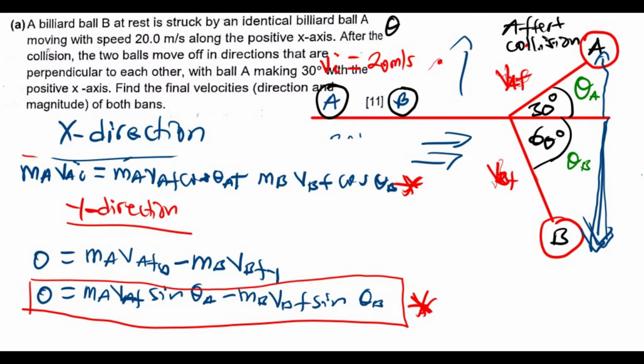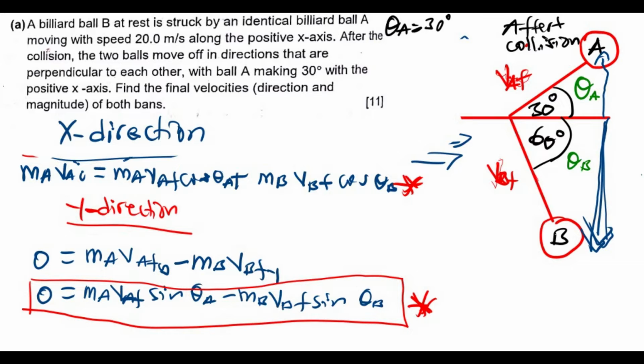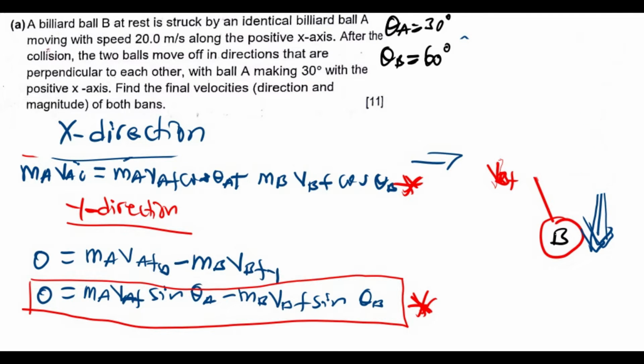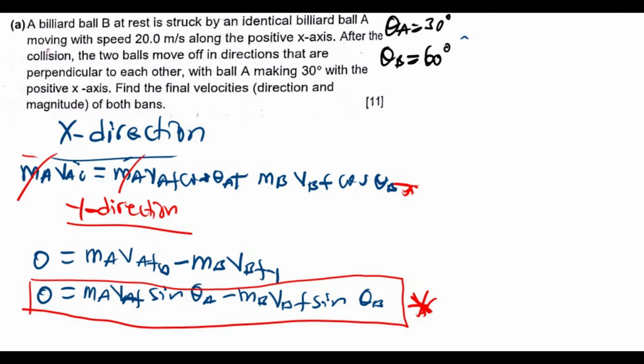Theta for A is 30 degrees, then theta for B is 60 degrees. Now I can get rid of this and rewrite this formula. Or let me first read the question. So the question is saying a billiard ball B at rest is struck by an identical billiard ball A. Identical meaning they have got the same masses. So what should come to your mind is that the mass is going to cancel out, because we have got the same masses.